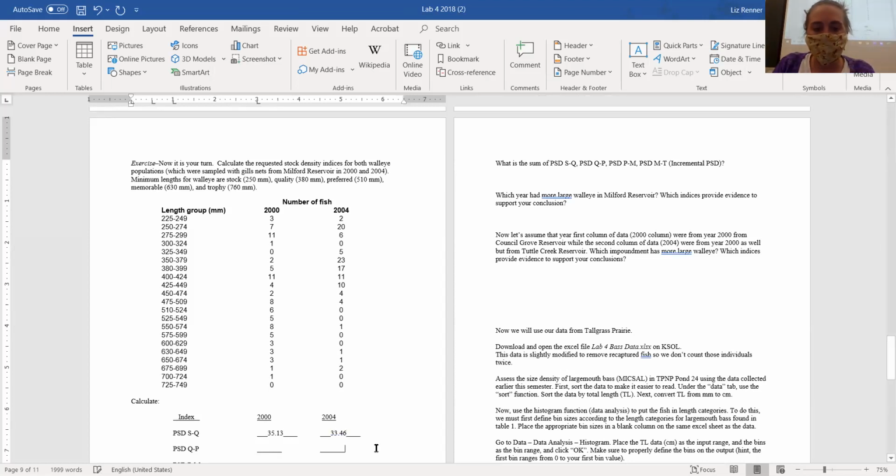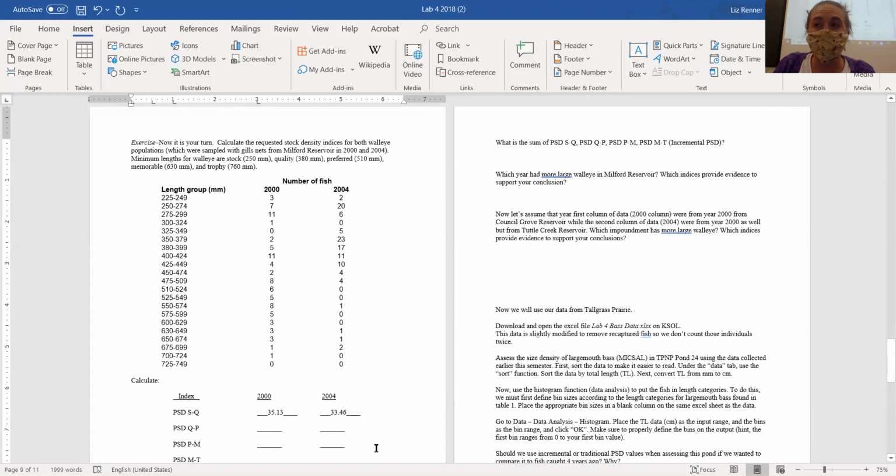Did anybody else get those first values for the PSD stock to quality? I got 35.13, and then 33.46 for 2004. Everybody understand how I did that? Okay, my rounding might be a little bit off, but don't worry. As long as you're within 35 compared to 33, this one should be smaller.